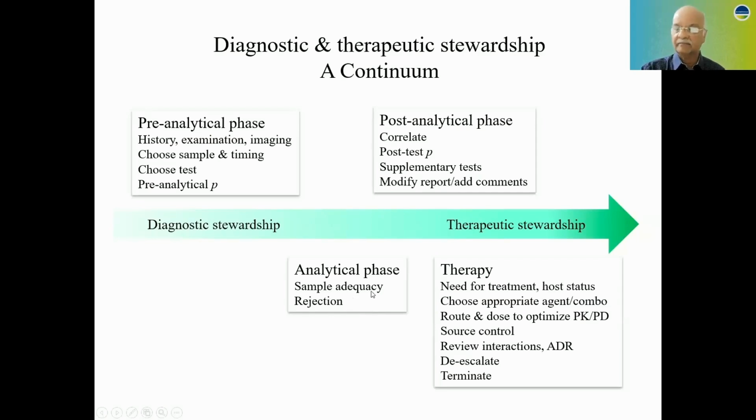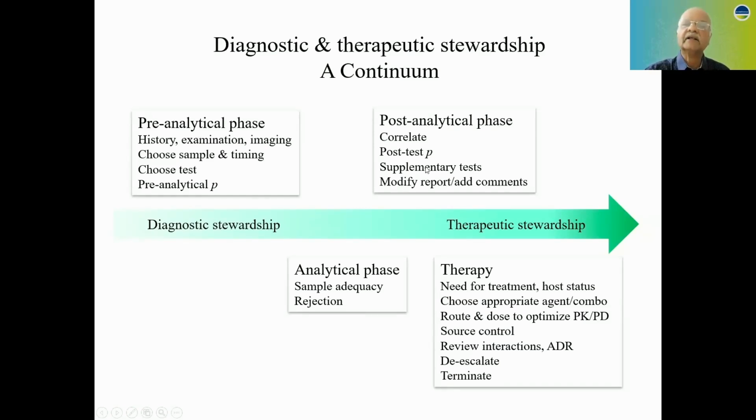So they decide on the sample adequacy, and Dr. Septimus told us about what is a good and a bad respiratory sample for testing. And in fact, some of the samples may have to be rejected and a more invasive or maybe a tracheal aspirate sample may actually be required. After the test, then we have to correlate again, as he has emphasized so well.